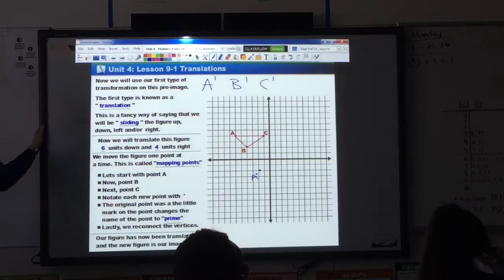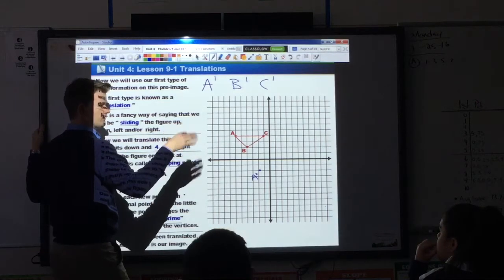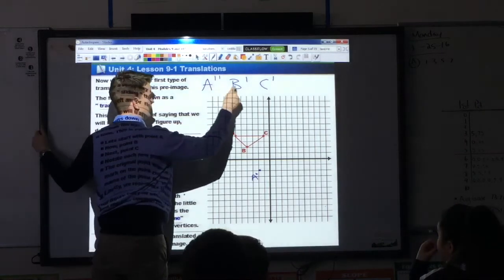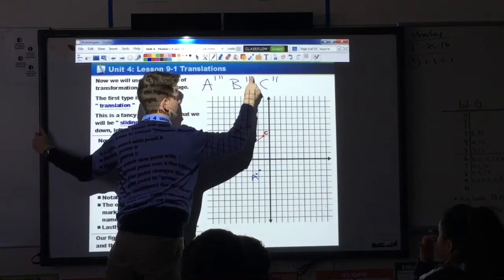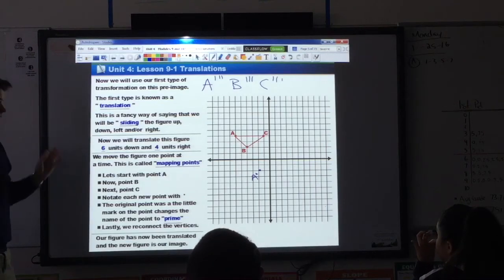Now, I'm not asking you to do this right now, so don't write this. But should I ask you to transform the figure again and again and again, you would just add primes to it. Double prime, triple prime, so on and so forth for each new figure. For right now, though, we're just doing one simple translation.